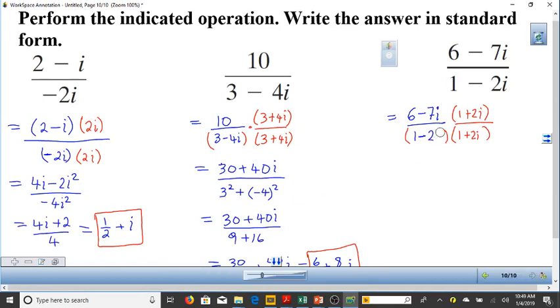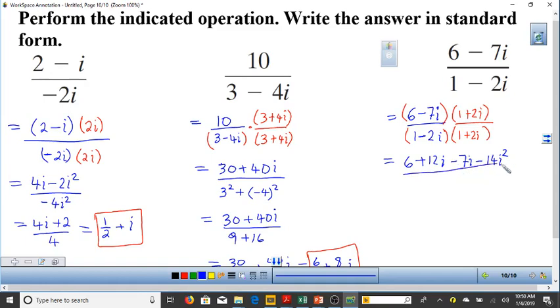And we're going to proceed as before. Again, this is simple arithmetic, simple algebra. And don't forget your parentheses because those are very important. We distribute the numerator. We get 6 times 1 is 6. 6 times 2i is 12i. Negative 7i times 1 is negative 7i. And negative 7i times 2i is negative 14i squared.